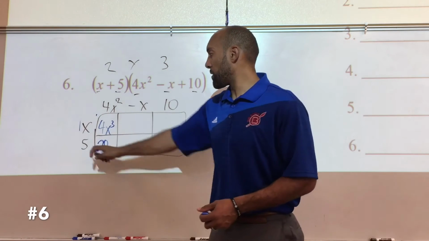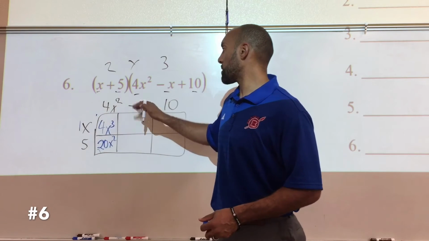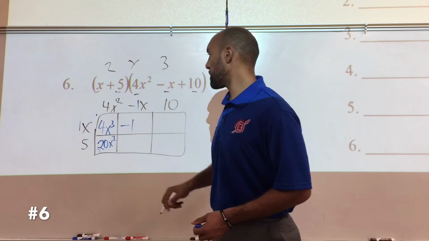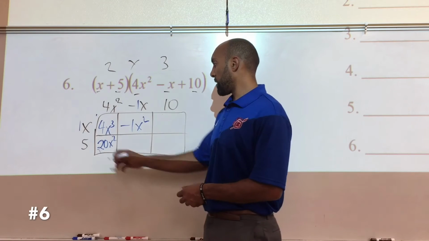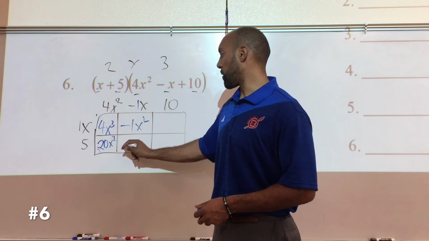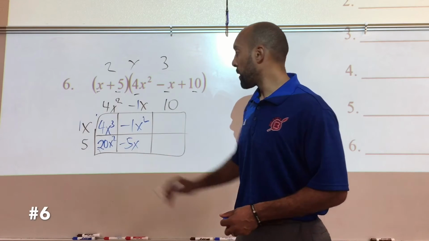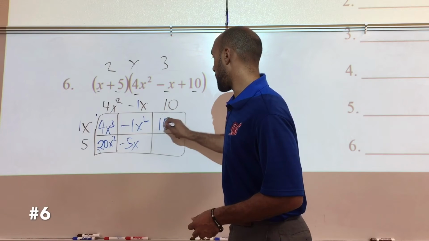Okay, and then we don't have an x here, so it's just x squared. Okay, 1 times negative 1, remember there's a 1 there, is negative 1. X times x is x squared. And then 5 times negative 1x is negative 5x. Okay, 1x times 10 is 10x.